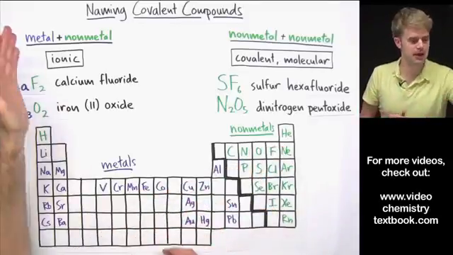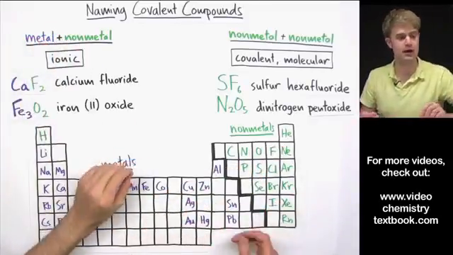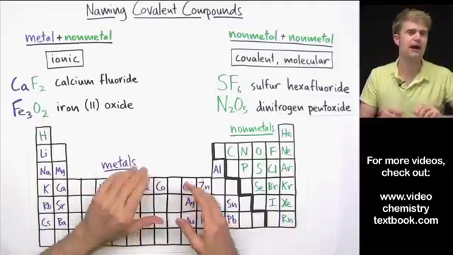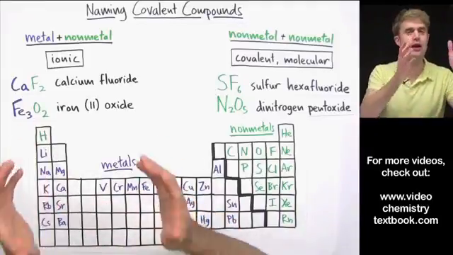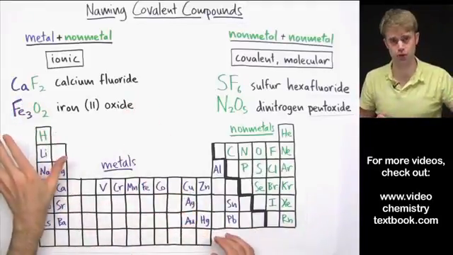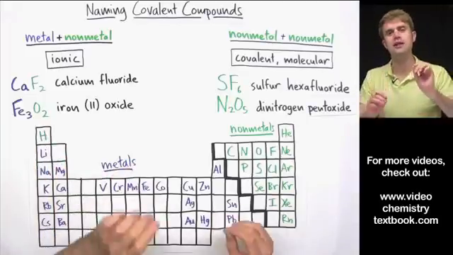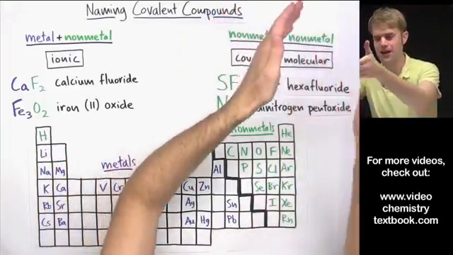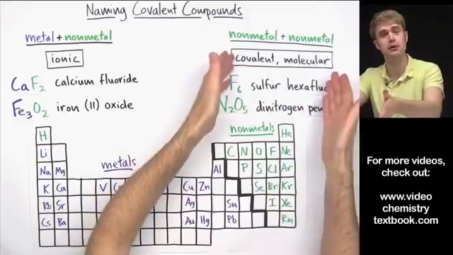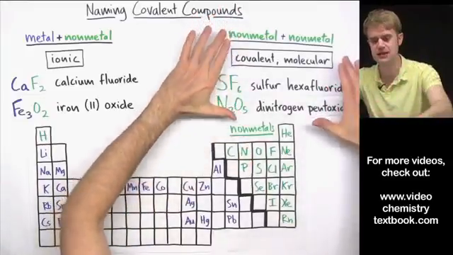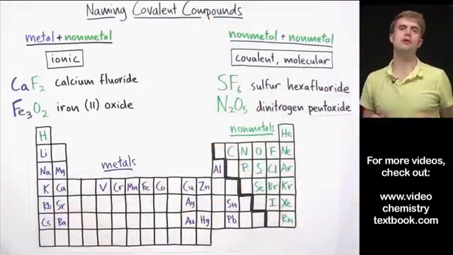If the compound is made of a metal and a nonmetal, it's an ionic compound. I have a whole bunch of videos on how to name ionic compounds and how to write formulas for them. If you need to name a compound that's made of a nonmetal and another nonmetal, that's a covalent or molecular compound, and naming these is what this video is going to focus on.